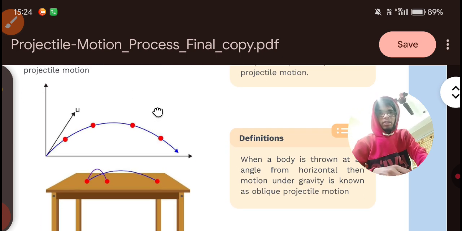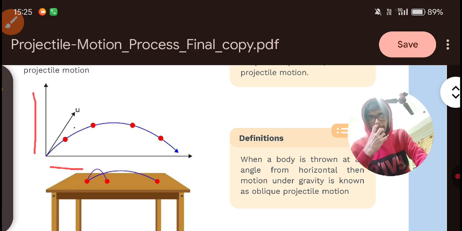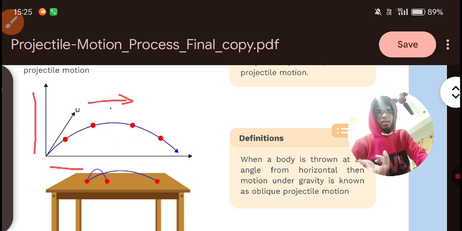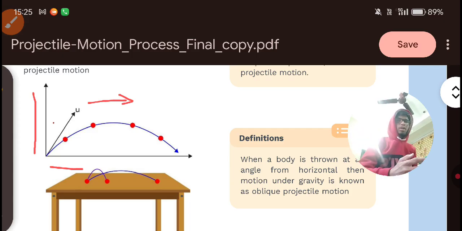As you can see, we have a figure for getting clarity. Here, this is known as the vertical direction, or vertical line. This line is considered as a horizontal line. When the object is going in this direction, we will call it the horizontal direction. When the object is going upward, we will call it the vertical direction. The object moves along the y-axis and along the x-axis. That is how you can call it.